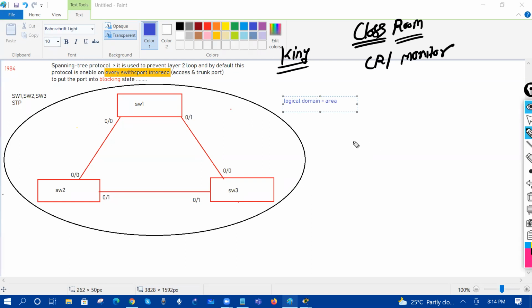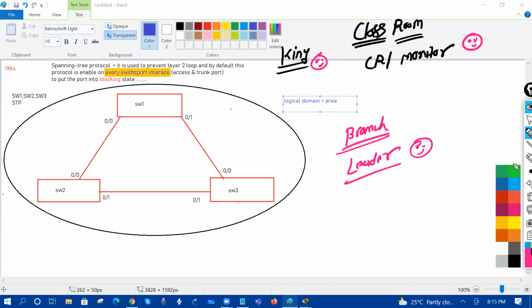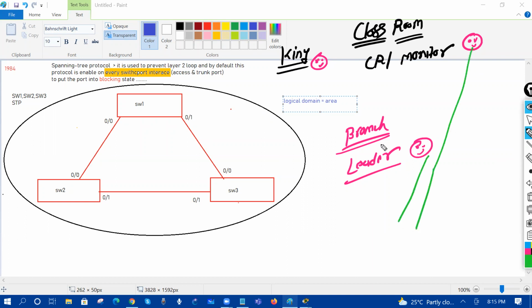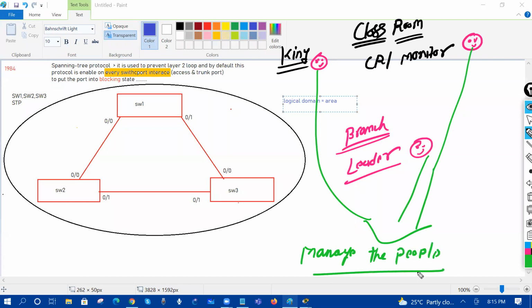You can take the example of the corporate world. In the corporate world, what happens? Each branch has one leader. We have one monitor, and we have one king. What is the common part of these? They manage the people. This is a common thing, right?